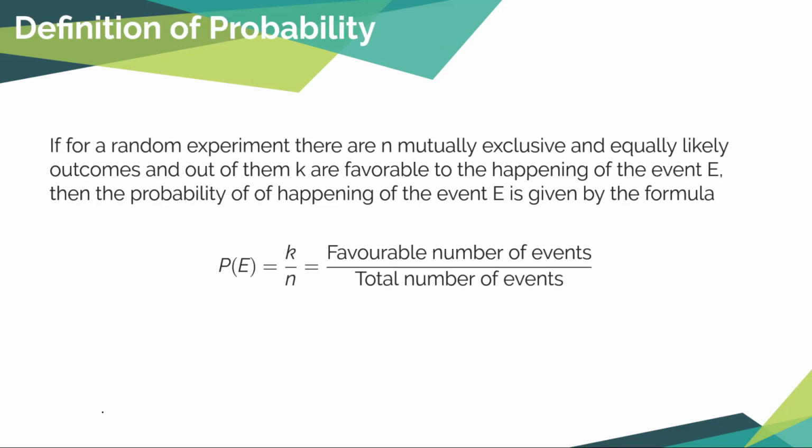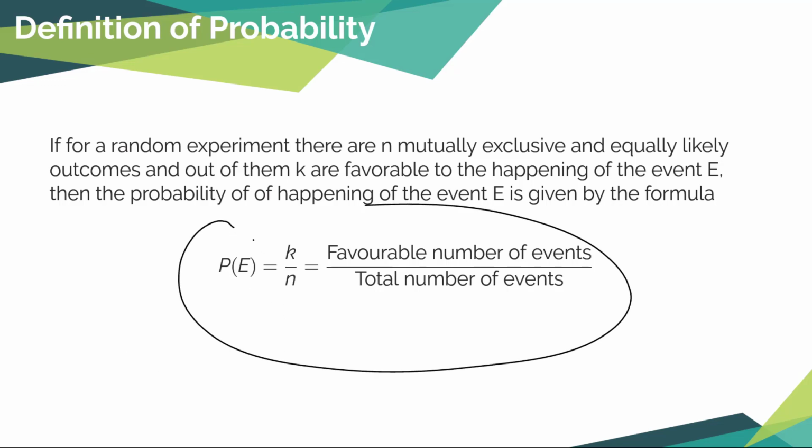Now let us define what probability is, right? So the simple definition of probability is, in a random experiment there are n mutually exclusive events. Now what is mutually exclusive? That means out of these n, if one happens, the remaining n minus 1 events will not occur, right? One will terminate the occurrence or possibility of the remaining ones. So there are n mutually exclusive and equally likely events.